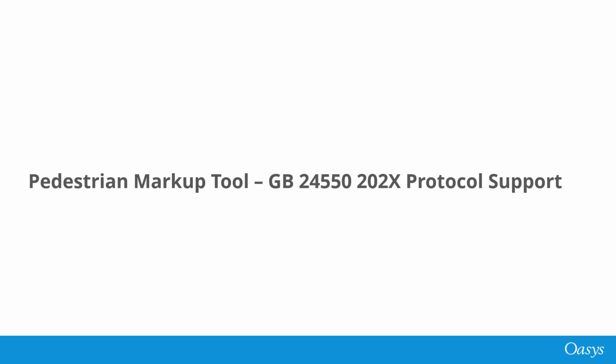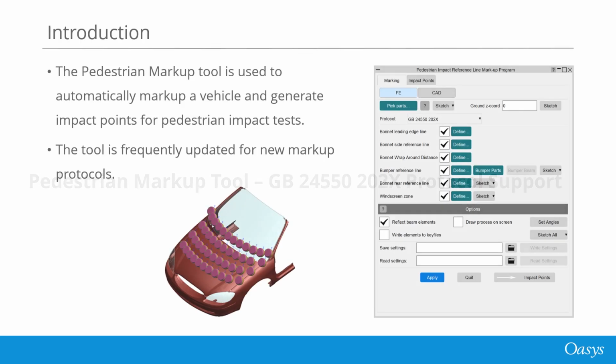This video will take you through the new protocol support added to the Pedestrian Markup tool in Oasys 21. The Pedestrian Markup tool is available through Primer and is used to mark up vehicles and generate pedestrian impact points in accordance with a selection of protocol regulations. Subsequent impact models can then be built from the impact points generated. The tool is updated frequently so as to support newer protocols and amendments.